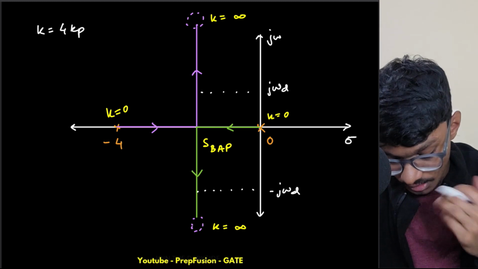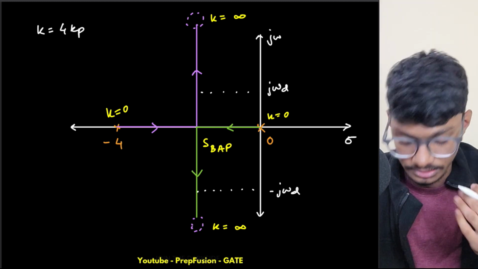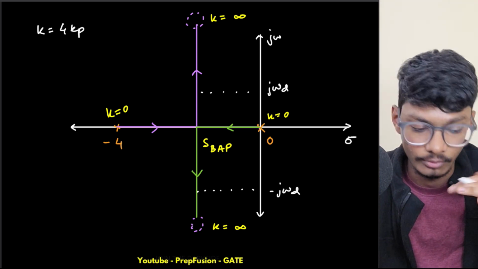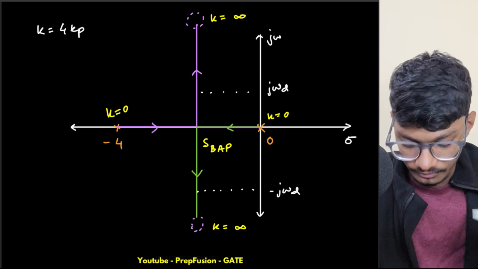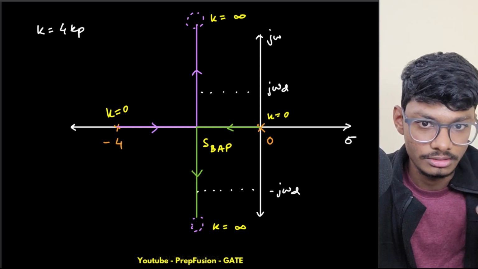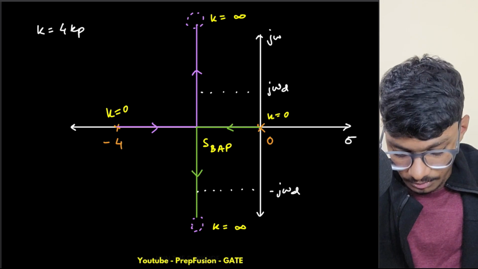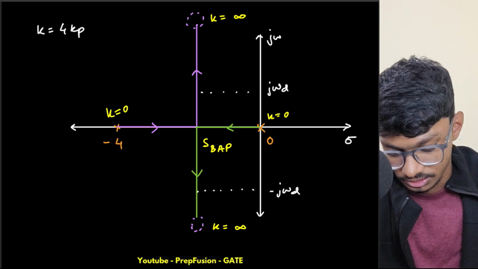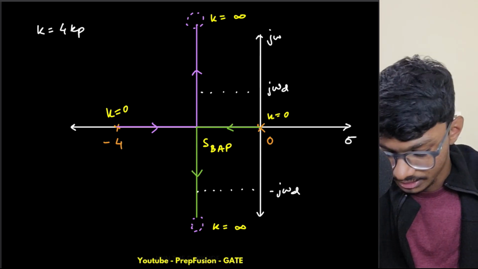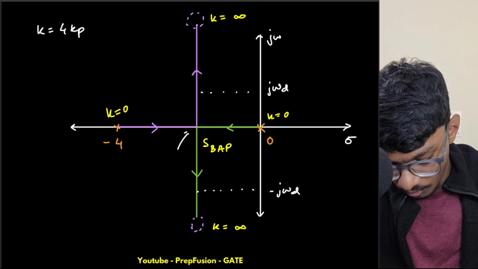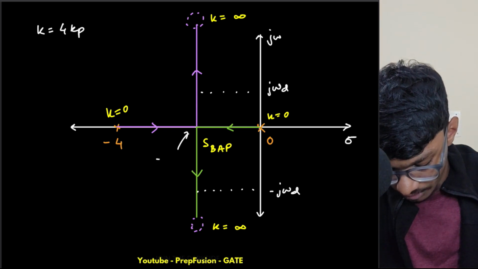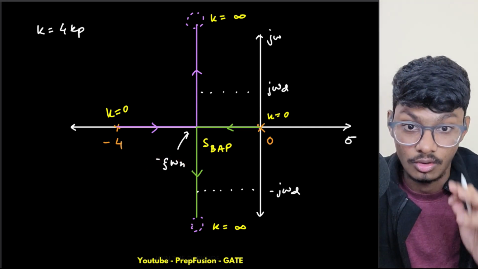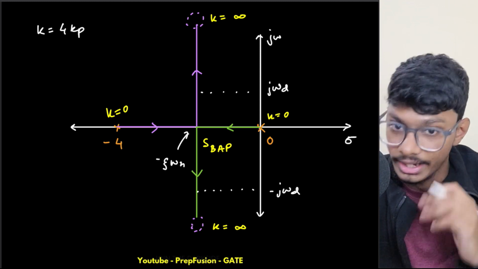Now can we do anything else? Let's say I want to change my settling time of the system. I want to reduce the settling time. What is settling time dependent on? Settling time is dependent on zeta omega n. But here what do I see? This is my breakaway point, and the real part of this root is basically minus zeta omega n. Here my zeta omega n is constant. We can't change zeta omega n.